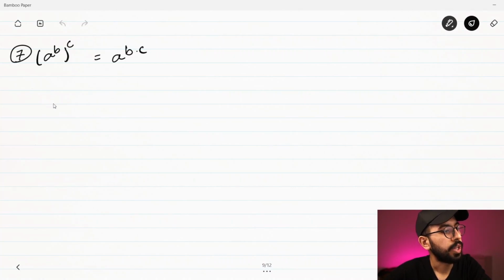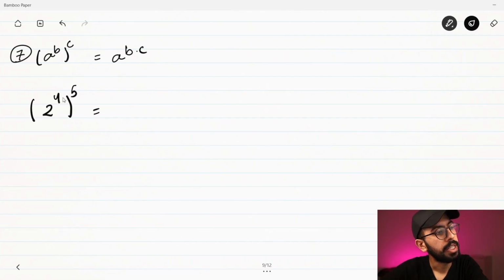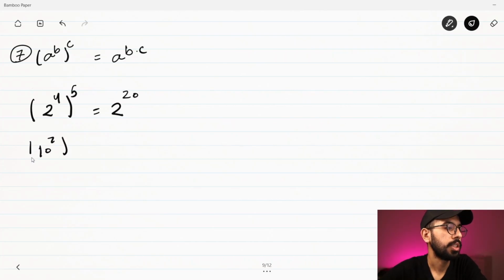Rule number 7: when we have a variable or number raised to any power, and this quantity is raised to another power, what we need to do is multiply the powers. Let's take an example. If we have (2 to the power of 4) to the power of 5, we need to multiply this 5 with this 4, so it will be 2 to the power of 20. If we have (10 to the power of 2) to the power of 10, it will be 10 to the power of 20.